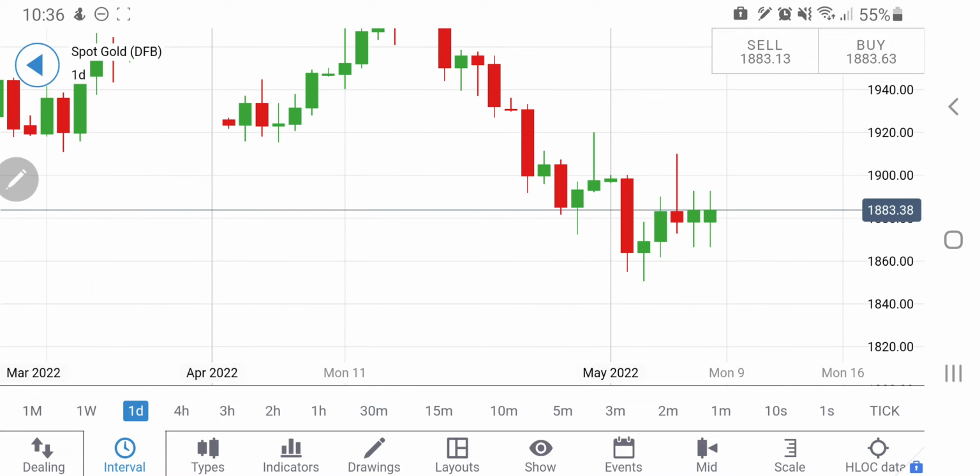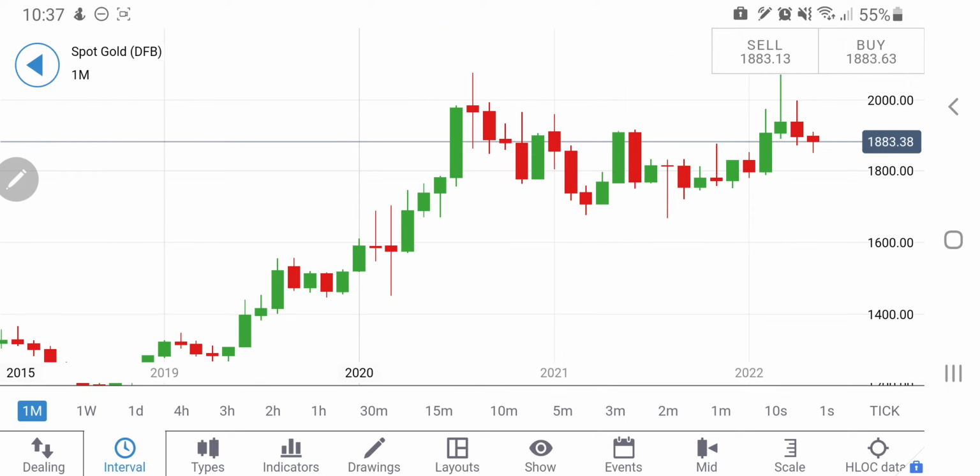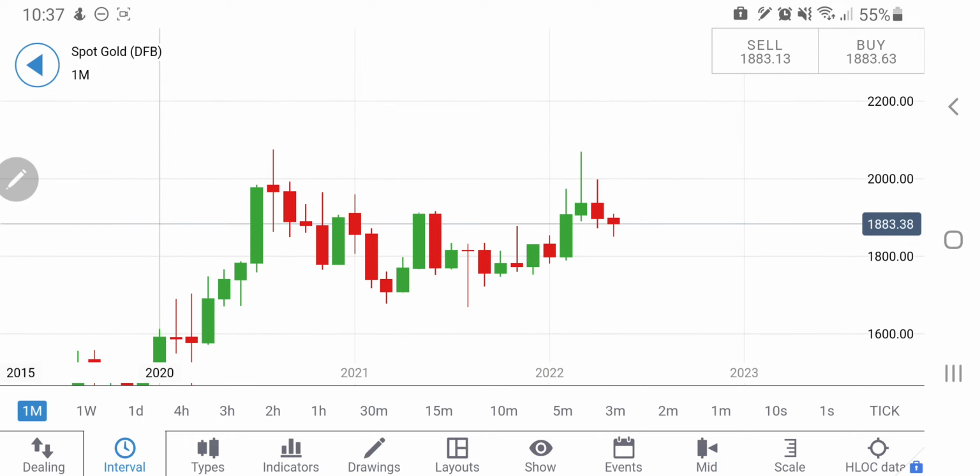But yes, this bullish candle towards the end of the week is an indication that it may try to reverse back on the upside. So I'll be cautious till the time it remains above 1870 levels. Now let's come back to the monthly charts and monthly candles.